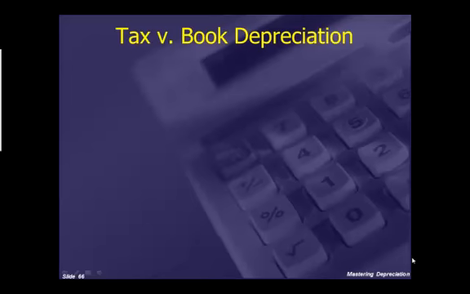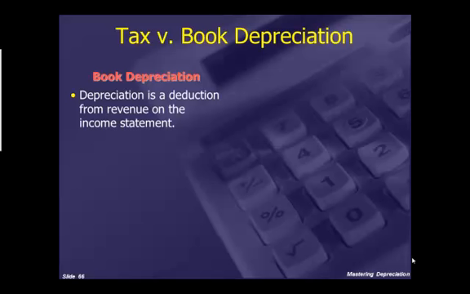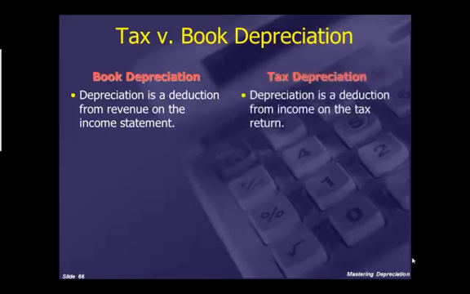Alright, we're looking at tax compared with book depreciation. Book depreciation is a deduction from revenue on the income statement. We express depreciation as depreciation expense. Tax depreciation is a deduction from income, from the revenue, on the tax return.